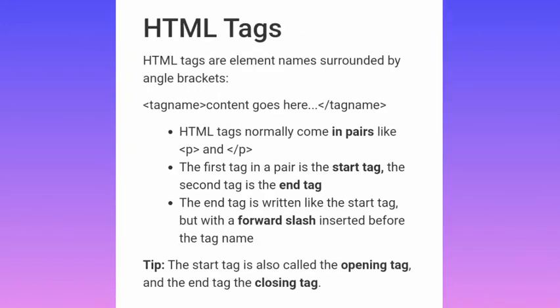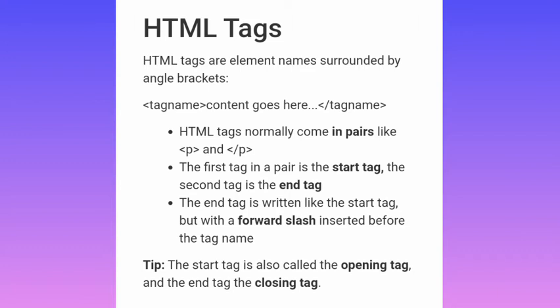The next topic, HTML tags. HTML tags are element names surrounded by angle brackets. It means tag name. It is an opening tag. Content goes between them and the closing tag. HTML tags normally come in pairs, like an opening paragraph tag and a closing paragraph tag.